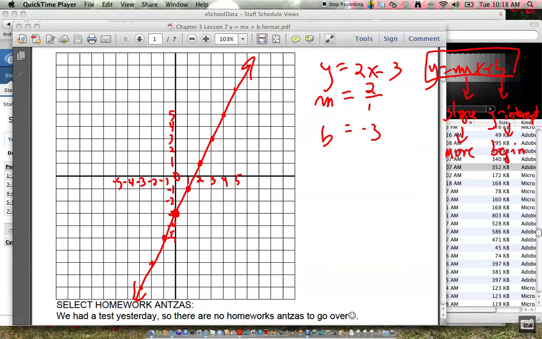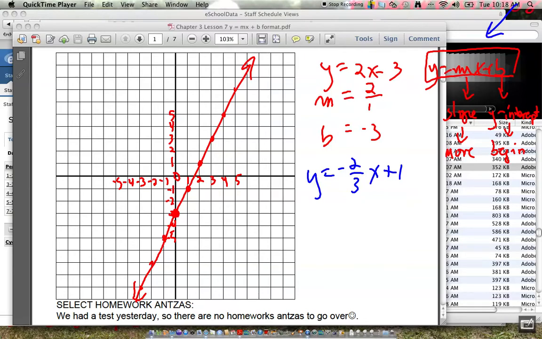The second line is y equals negative 2/3 x plus 1. Now, here's the thing. The process never changes. It's all about y equals mx plus b.